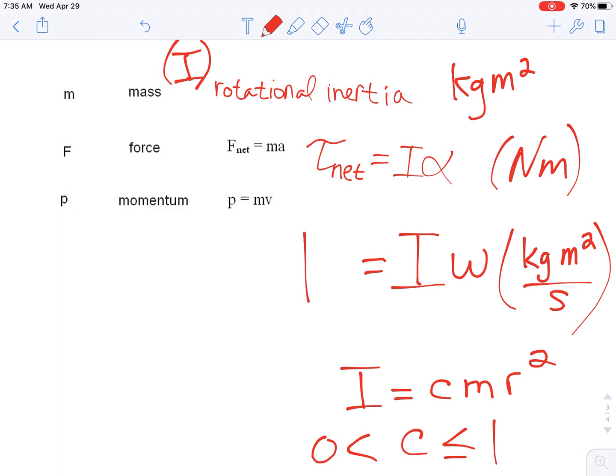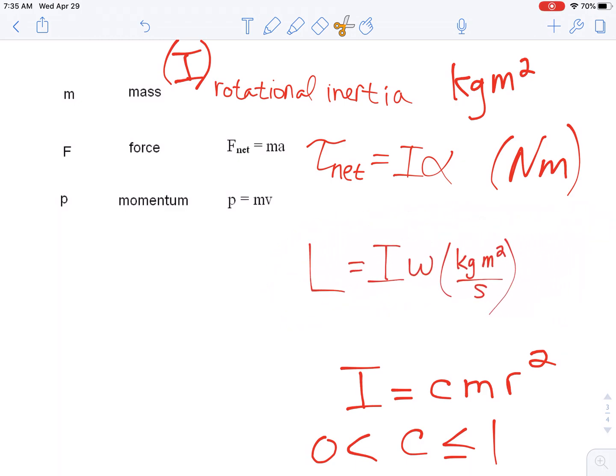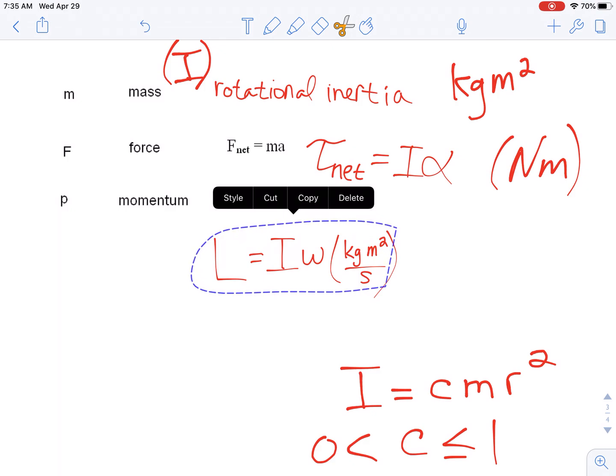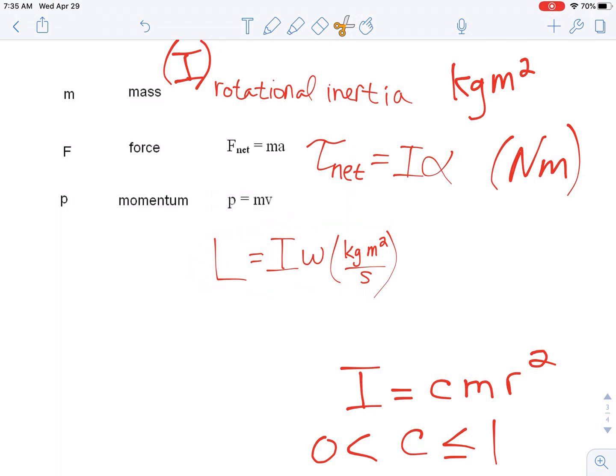And it's got a weird symbol, capital L. I don't know why capital L is the symbol for angular momentum. It just is. A lot of weird symbols here. But in any case, there's our last equation for the lesson today, and that is angular momentum, I omega, which has units of kilograms times meters squared per second, which is a pretty strange unit, I'll admit. In any case, we now have established everything we need to complete our simple assignment today.